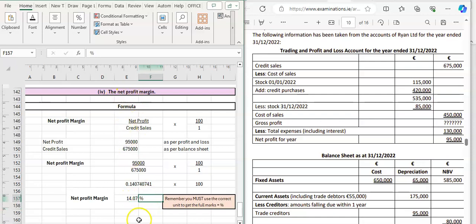So the net profit margin is going to be a percentage. And that's your fourth and final adjustment that you need for part A, looking at the ratios.